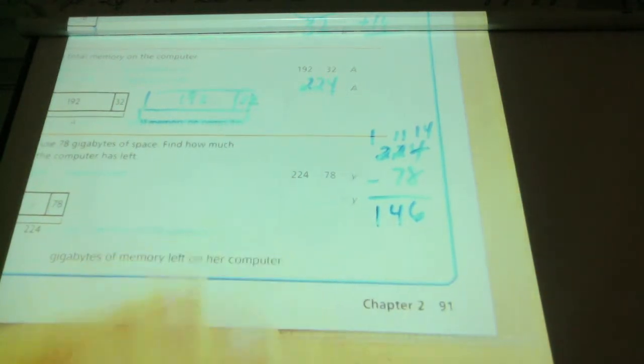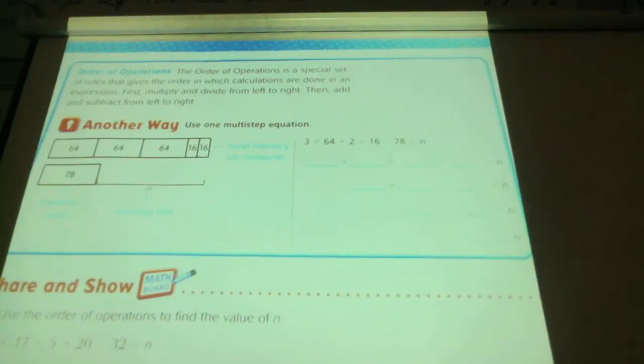The order of operations is a special set of rules. It gives the order in which calculations are done in an expression. First you multiply and then divide from left to right, and then you add and subtract. Let's look at what that means.